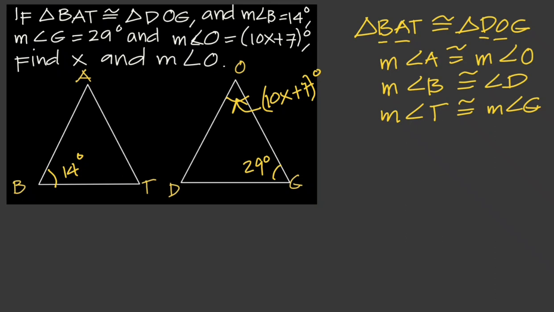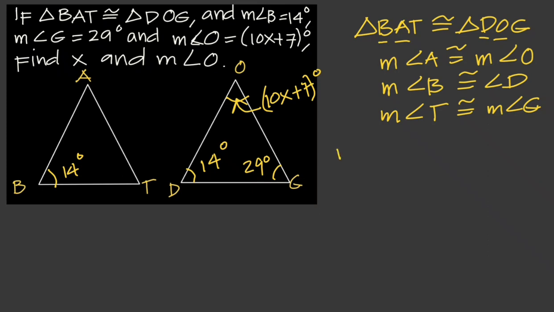We're given angle O, which is equal to 10x plus 7, and angle G is 29 degrees. But we don't have angle D. But angle D is just congruent to angle B, so that means this is also 14 degrees. Now, how are we going to solve for the value of x? Well, we know that the measure of the angles in a triangle is equal to 180 degrees.